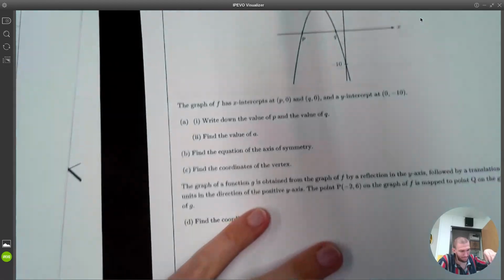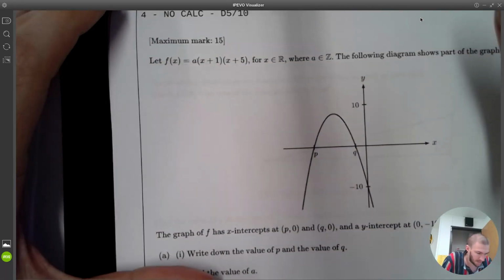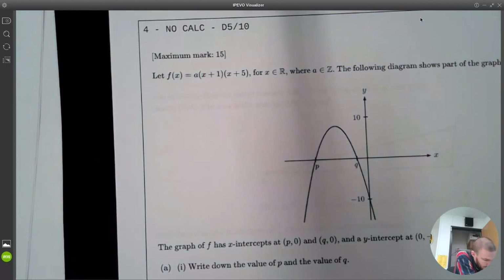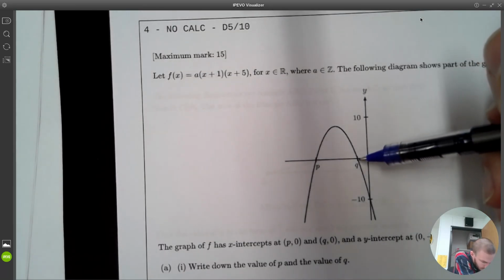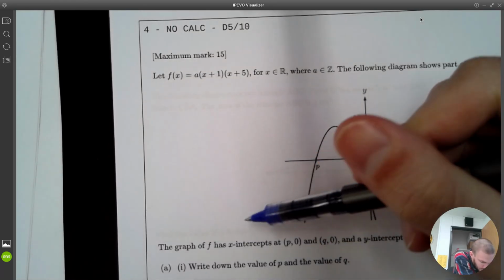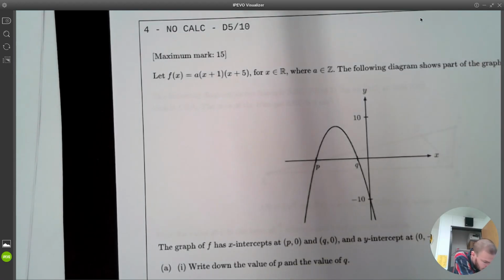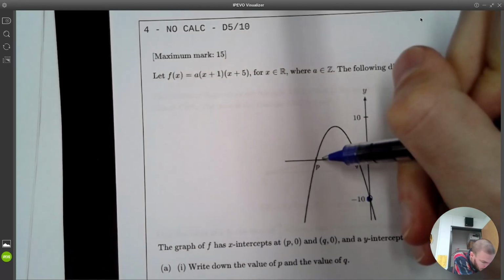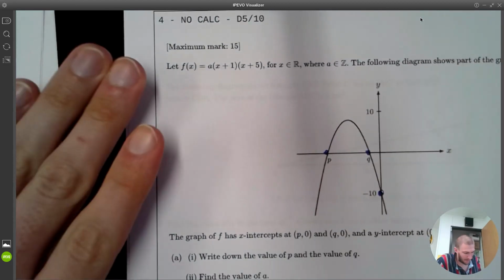Number 4. Finally looks like maybe we're getting a question that's a little tough here, maybe. Let this function, following diagram shows part of the graph. P and Q look like intercepts. The graph has intercepts at P and Q, and the y-intercept at -10. Makes sense. Write down the value of P and Q and the value of A.